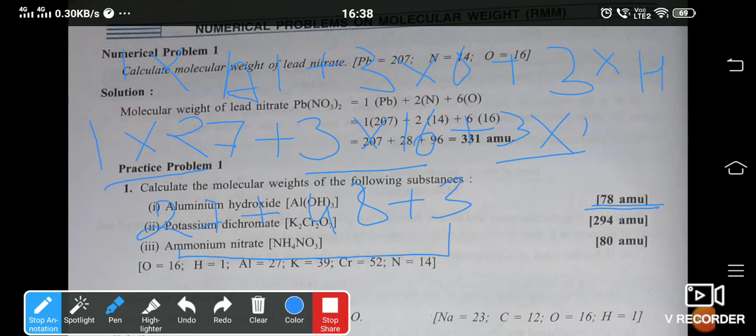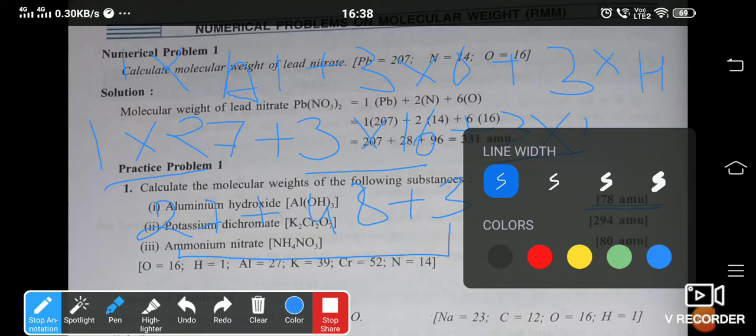I believe I did it faster and some students may also have completed with me. Those who are not done, please complete that question. Do not forget to write the unit, that is atomic mass unit, and try to solve it faster. Now let's look at the second question.